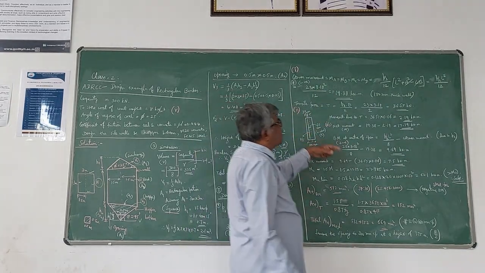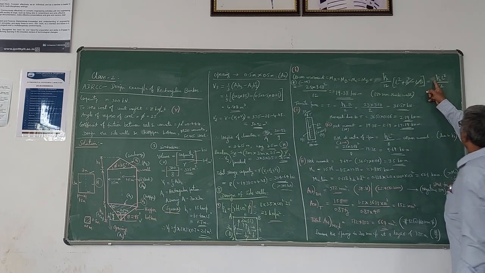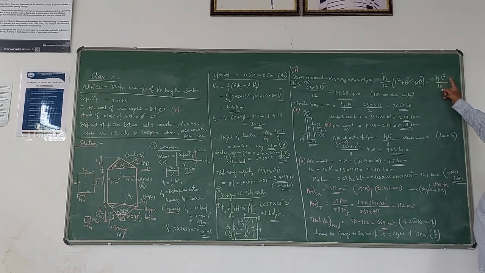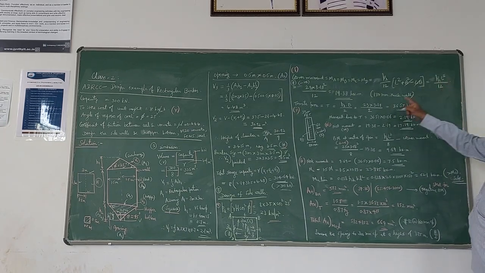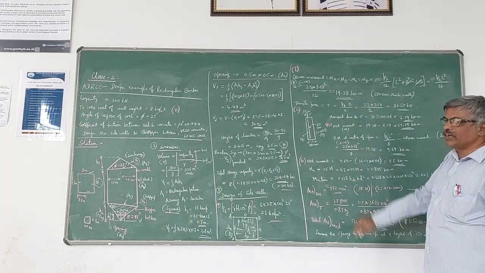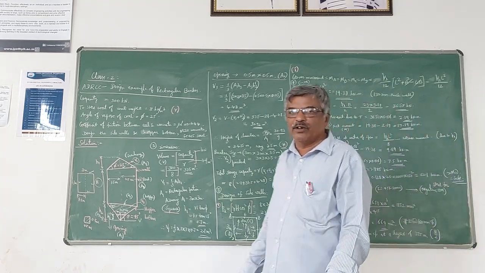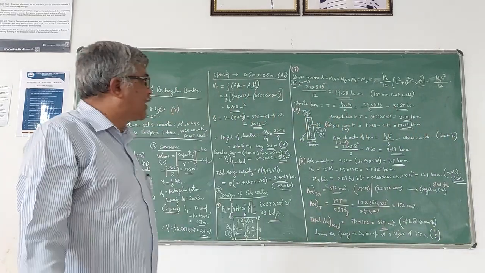If you substitute into the formula, PH is 36 kilonewton per meter square, L is 3.18, square of that, divided by 12. You simplify, and 19.38 kilonewton meter per meter you are going to get. That is a negative moment you are going to get.